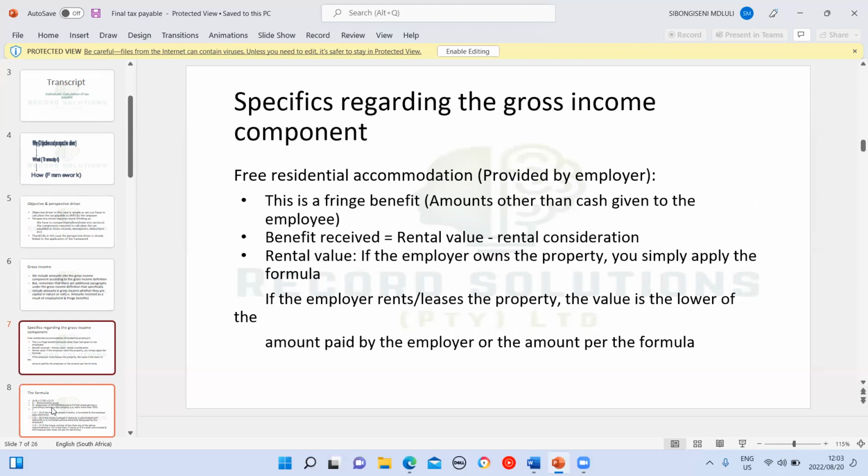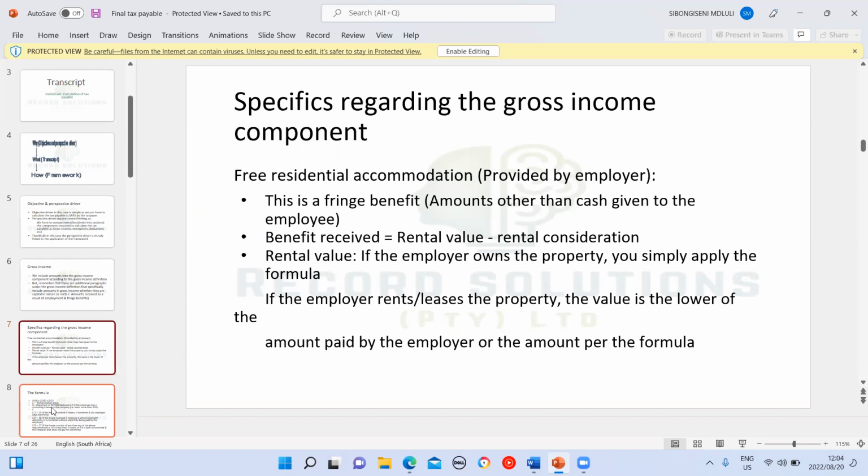In terms of free residential accommodation provided by the employer, you have to be able to distinguish between amounts in cash received from the employer and fringe benefits received from the employer, as fringe benefits are amounts other than cash given to the employee. You have to distinguish between the two because they are both included with different paragraphs under the gross income definition. Amounts in cash received from the employer are included in terms of a separate paragraph, and fringe benefits are also included, but also in terms of a separate paragraph. That's what you must know.